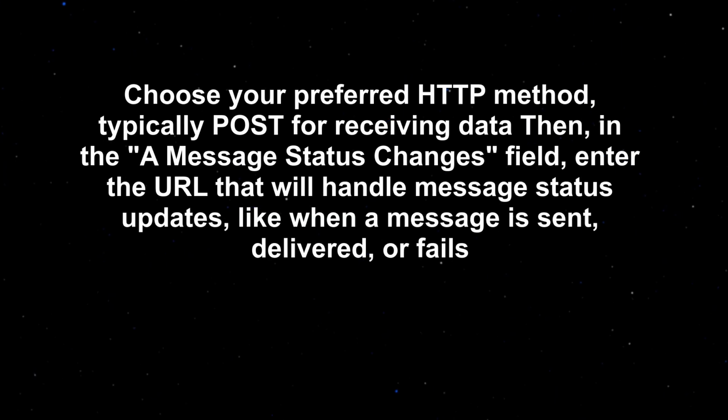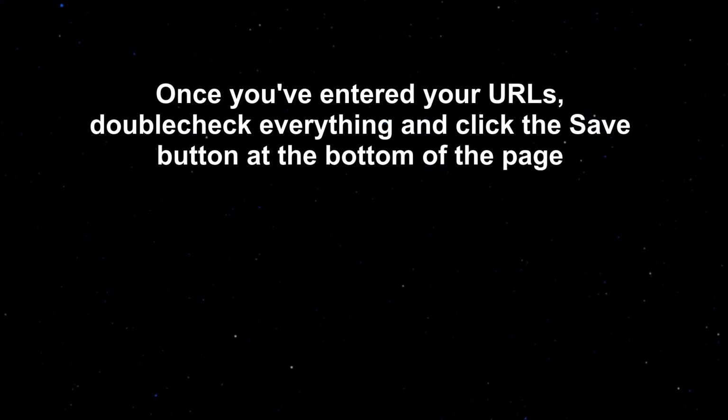Then, in the message status changes field, enter the URL that will handle message status updates, like when a message is sent, delivered, or fails. Once you've entered your URLs, double-check everything and click the Save button at the bottom of the page.